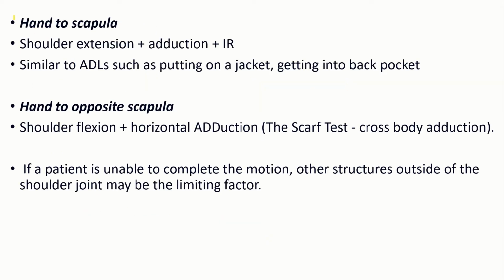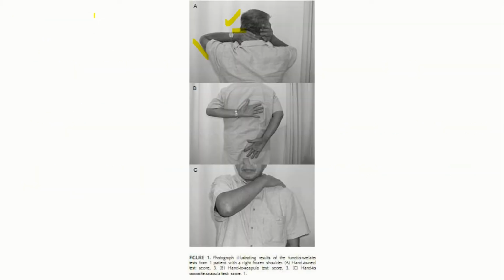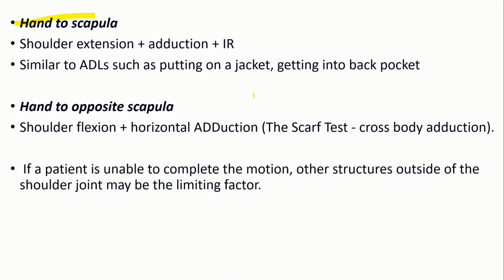Then we check for hand to scapula. In this, the patient has to do a position like this, touching the hand to the scapula. Here we are checking shoulder extension, adduction, along with internal rotation of the shoulder. All three ranges of motion are checked in this. It is similar to putting on a jacket or getting into a back pocket. So all these ranges of motion are important to be assessed.